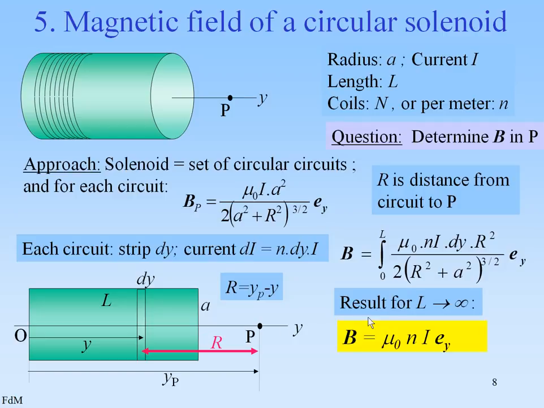And when you perform the integration, that's straightforward. The result for L going to infinity will be B equals mu naught n I. So n is the number of coils per meter, I is the total current, and mu naught is the constant. As you can see, the result is independent of the radius and the length of the solenoid.